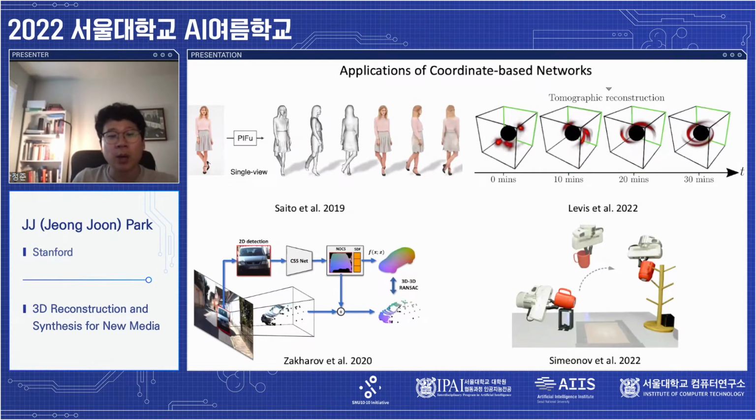Now, I want to point out that there have been many exciting applications of this neural implicit representation. For example, it was used for reconstructing humans, used for self-driving applications, robotics, and recently I saw a paper that used implicit representation to reconstruct a black hole.